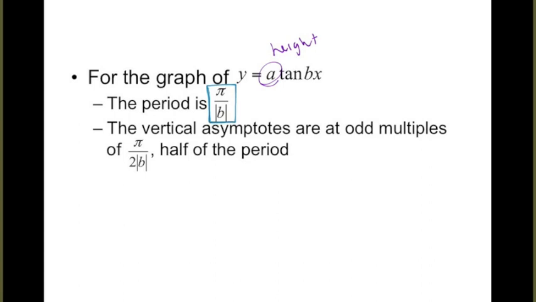It is important to note that the period for the tangent graph is only pi over b instead of 2 pi over b. So for sine and cosine, we've been working with 2 pi over b. For tangent, it is just a plain pi divided by b. Tangent repeats itself more often than sine and cosine do. Our asymptotes are going to be at half of the period. So once we found our period, we'll multiply that by a half, and that'll give us the location of our asymptotes.